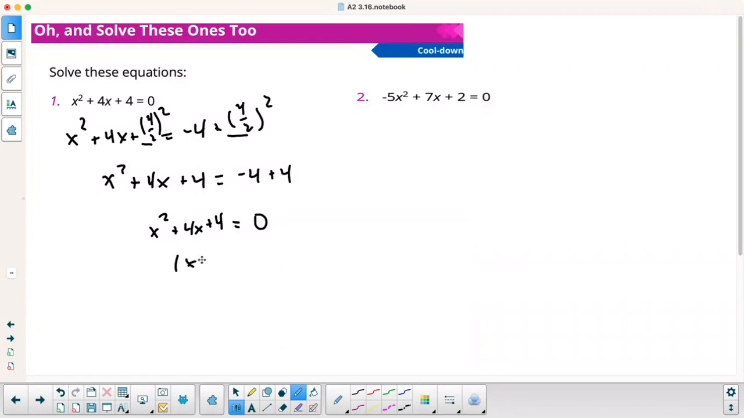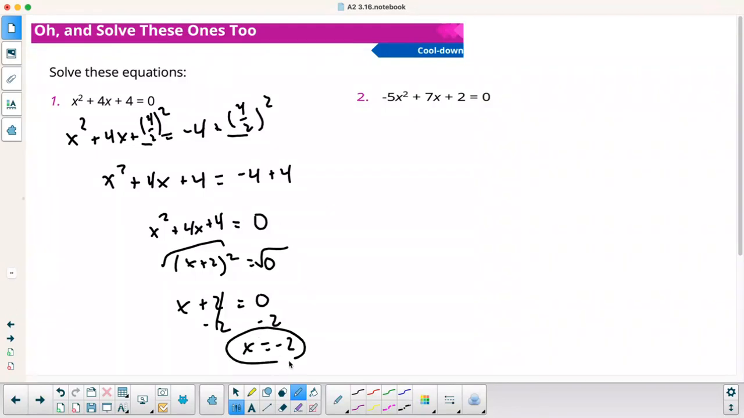Which you would then factor. And then square root both sides. We get x plus 2 equals, I'm not going to put a plus or minus in front of 0. And we get to the same number. Now this time it ended up being a lot more work than just factoring, but we still got there. This one, I'm going to go with the quadratic formula here.